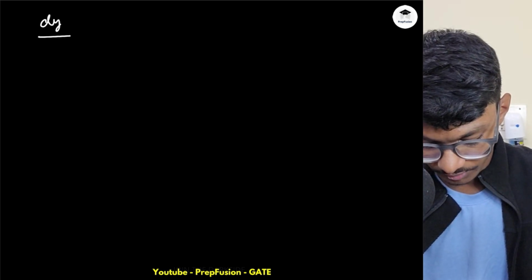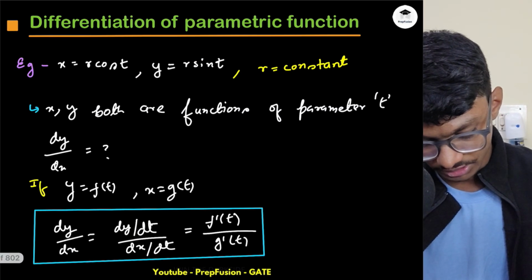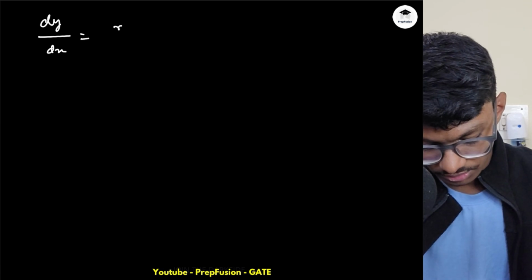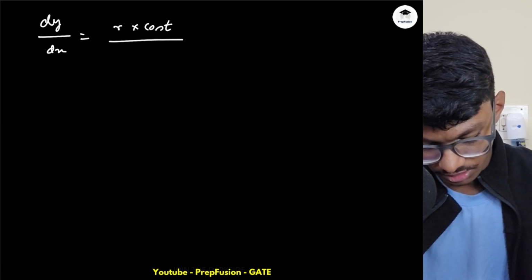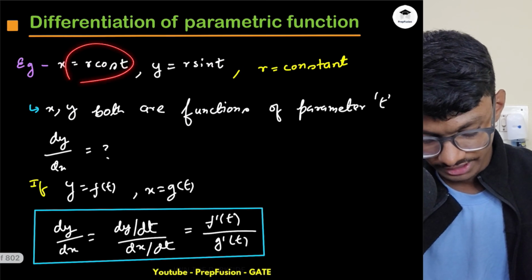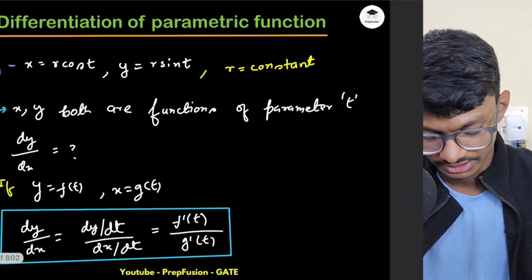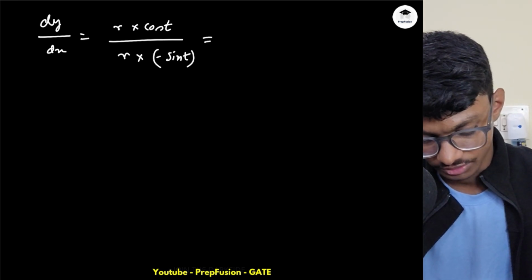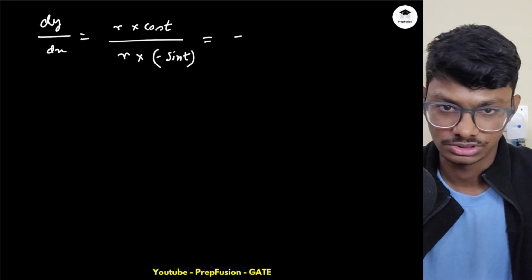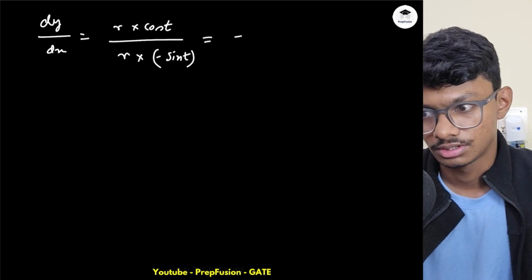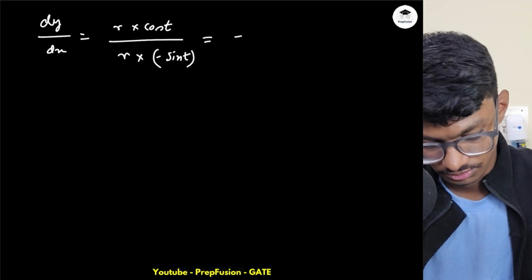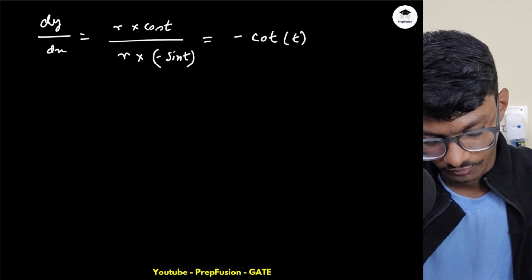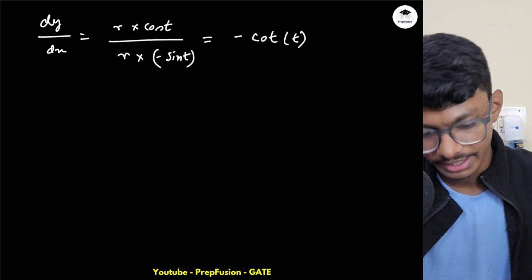So we have to find dy upon dx. First I will find dy upon dt, which is r into cos t, upon dx upon dt, which is r into minus sin t, where r is obviously constant. So this will be minus cos t upon sin t. What is it? It is minus cot t. So this will be my answer to this question.